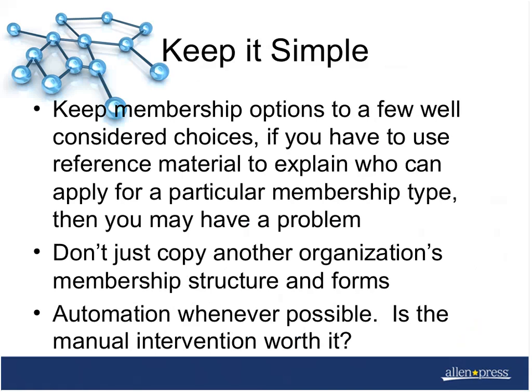We often see membership forms that have asterisks on every category, with 2 pages of details listed to explain who can exactly join each membership category. In most situations, there's no need to be so specific. The name of the membership category should be sufficient.